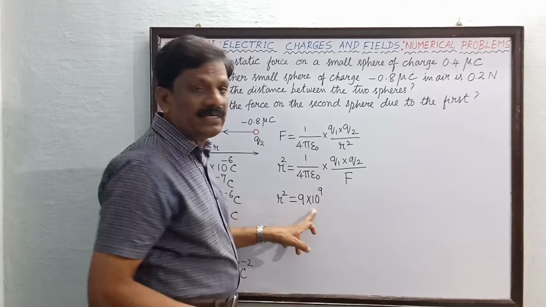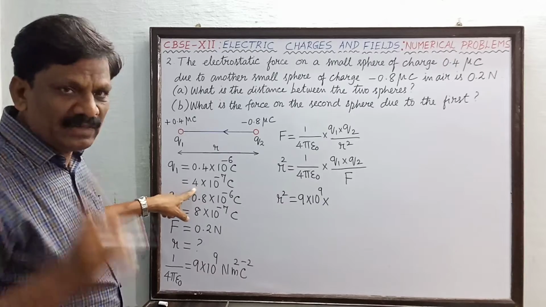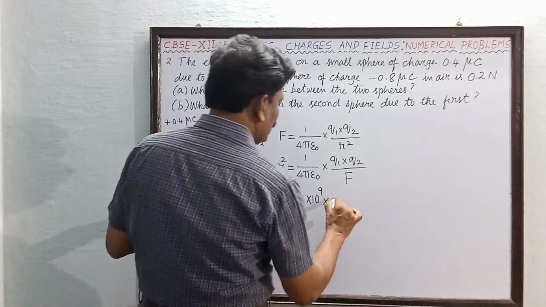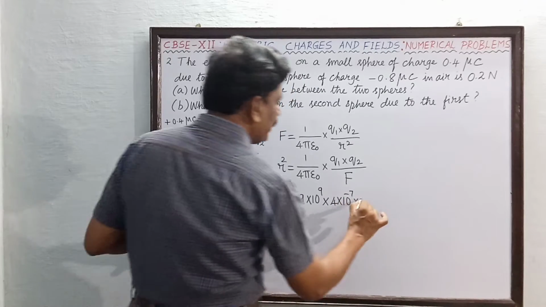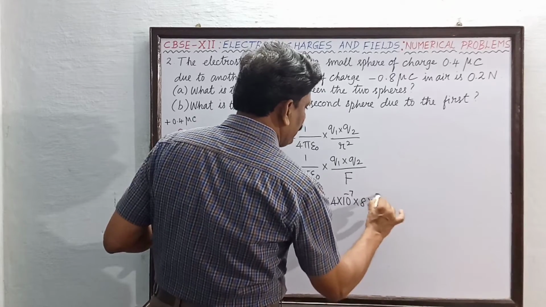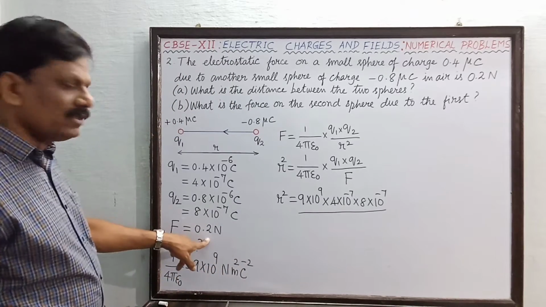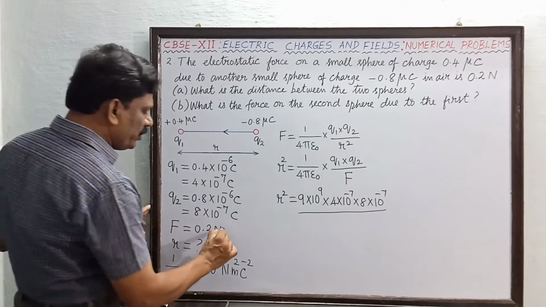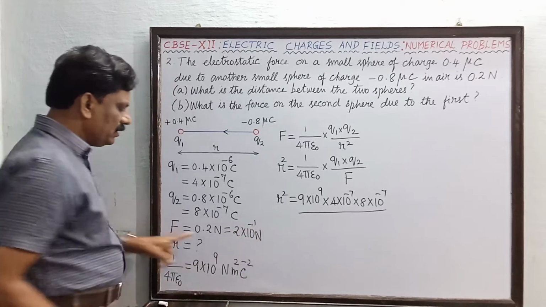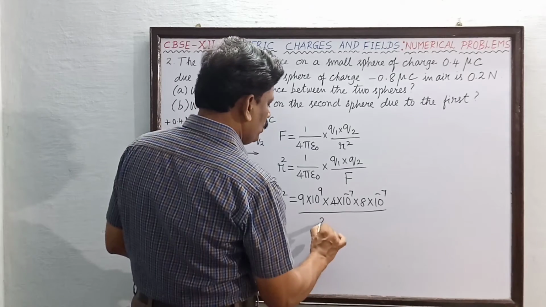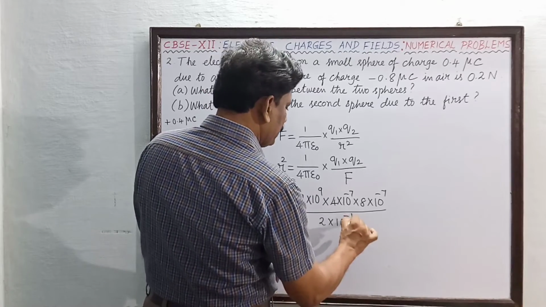So I have substituted 9 into 10 power 9. Into what is Q1 and Q2 in magnitude? In magnitude it is 4 into 10 power minus 7 multiplied by 8 into 10 power minus 7, whole divided by F, which is equal to 0.2 Newton. This also I can write as 2 into 10 to the power of minus 1. 0.2 can be written as 2 into 10 to the power of minus 1.